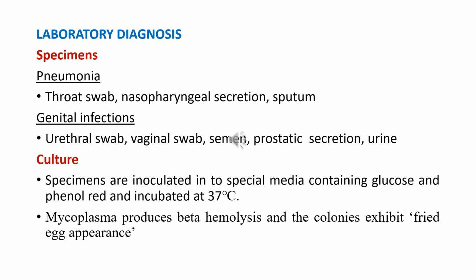Laboratory diagnosis. Specimens. For pneumonia, throat swab, nasopharyngeal secretion, and sputum can be collected from the patients. For genital infections, urethral swab, vaginal swab, semen, prostatic secretion, and urine can be collected from the patients. For the culture, specimens are inoculated into special media containing glucose and phenol red and incubated at 37 degrees Celsius. Mycoplasma produces beta hemolysis and the colonies exhibit fried egg appearance.